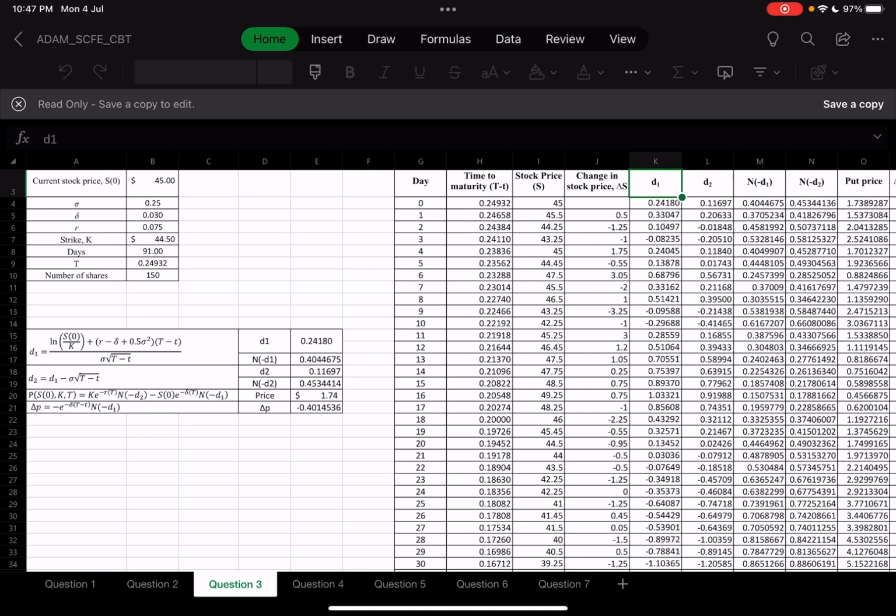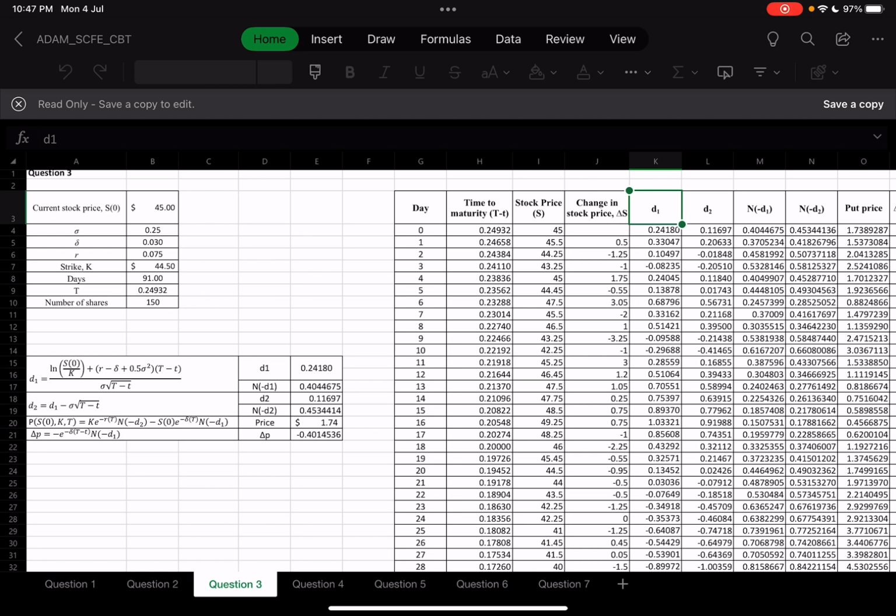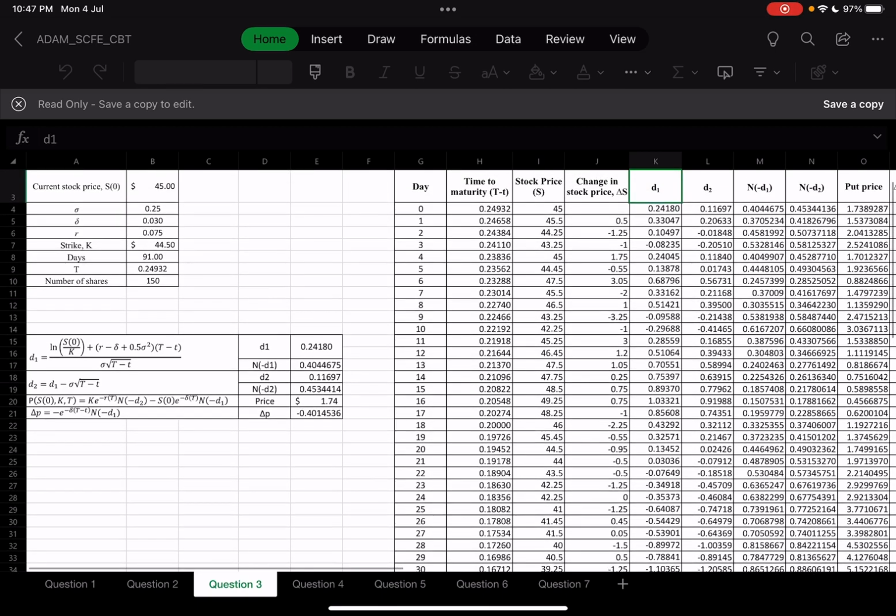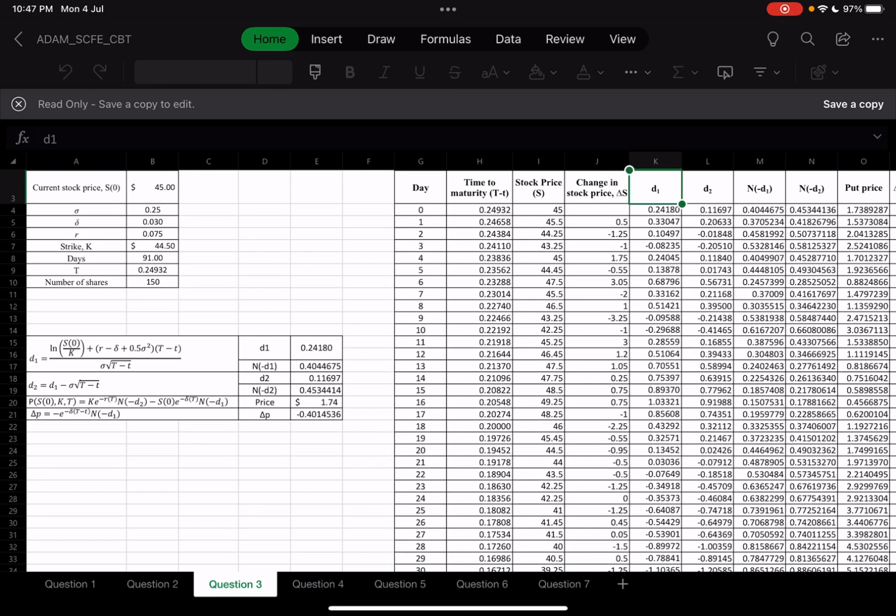I'm here to present on question number 3 of Stochastic Calculus CBT for semester March 2022. The question requires us to compute the profit and loss every day in 41 days if the stock price moves as in the table. In the question, it mentions the stock price from day 0 to day 41.